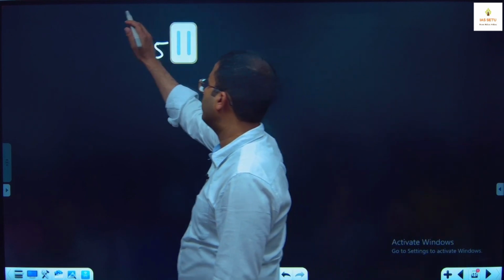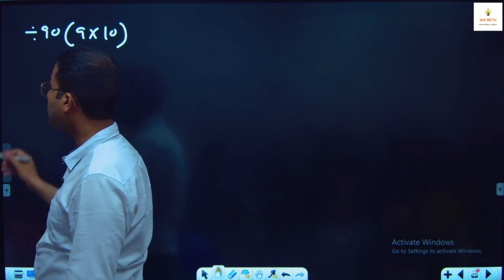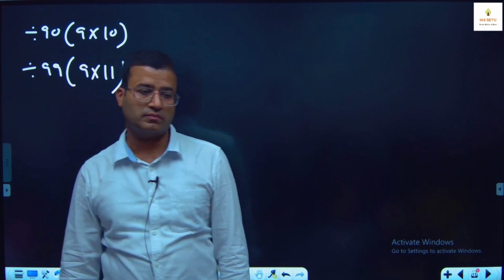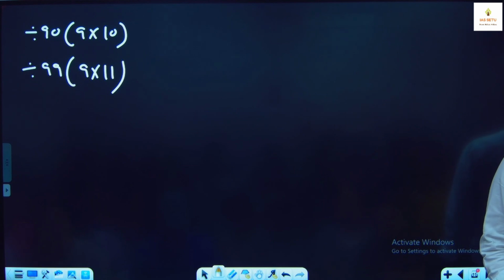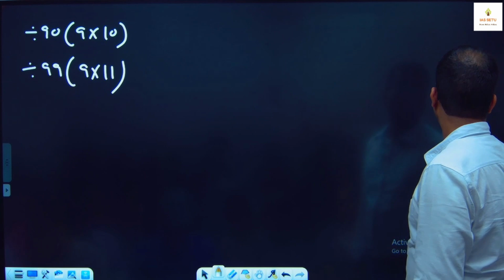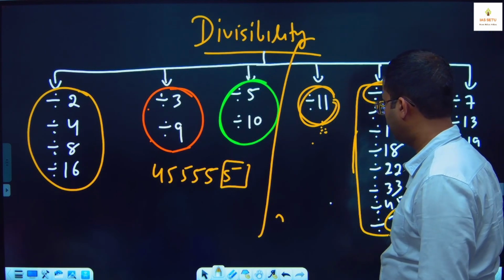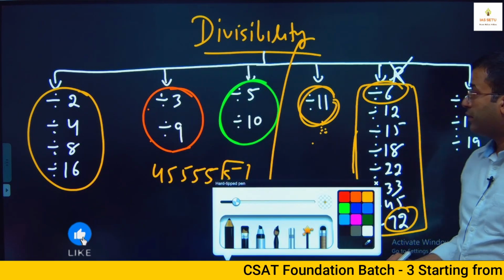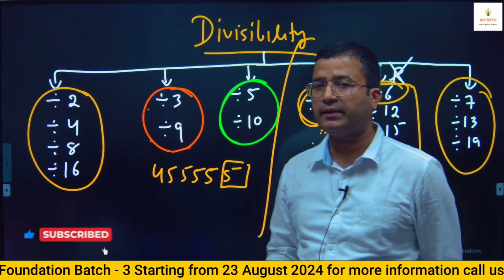Divisibility of 90, how we will check? 9 and 10. Divisibility of 99, 9 and 11. Now come to the last category, divisibility of 7, 13, 19, this type of number.